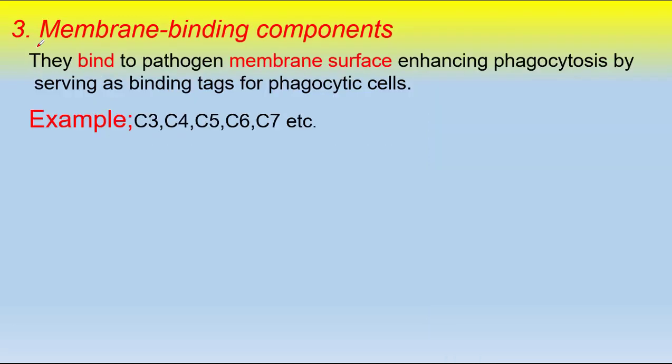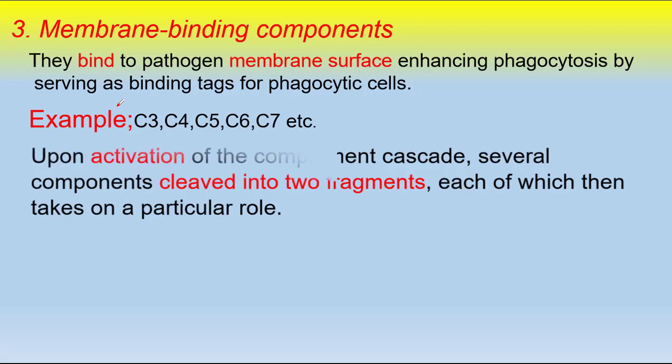The third category is membrane binding components. These are the components that bind to the pathogen membrane surface. Once bound, they enhance the phagocytosis of the pathogen. So these components act as binding tags for phagocytic cells such as macrophages and neutrophils. For example, C3, C4, C5, C6 and C7.